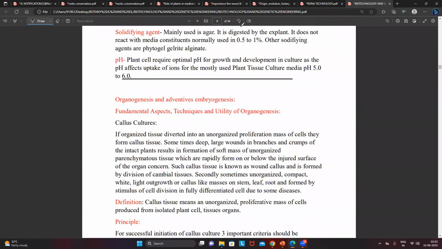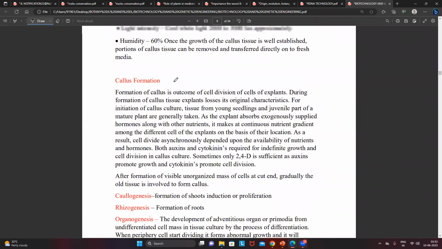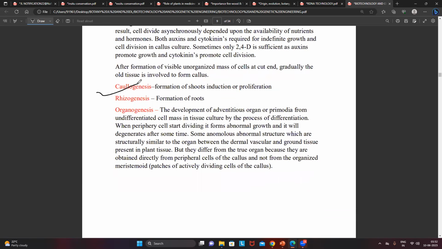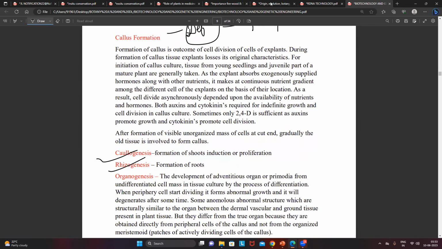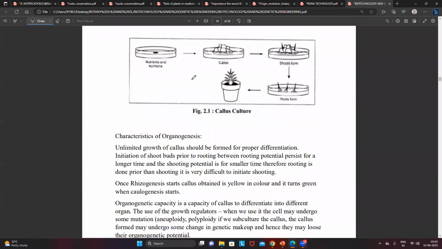Then, most important, undoubtedly you are going to get a question on organogenesis and adventive embryogenesis. What do you have to read here? First thing, definitions, because in your previous year papers there were a lot of definitions given. That means, what is the process of shoot formation, what is the process of root formation. Shoot formation we can call caulogenesis, root formation we can call rhizogenesis, and organogenesis is the complete formation of adventitious organs. So you have to remember these definitions in callus culture.